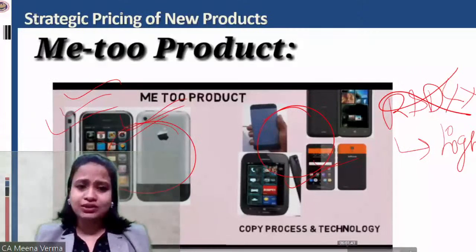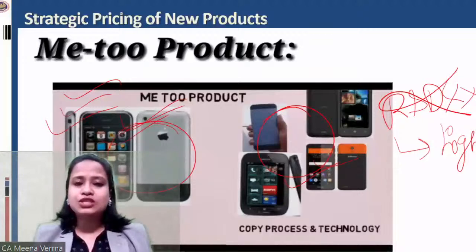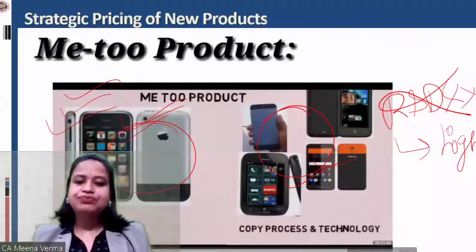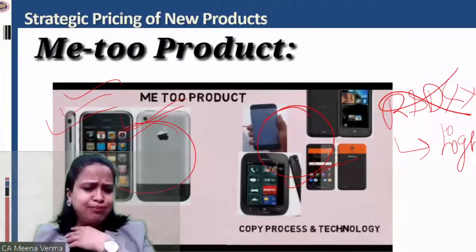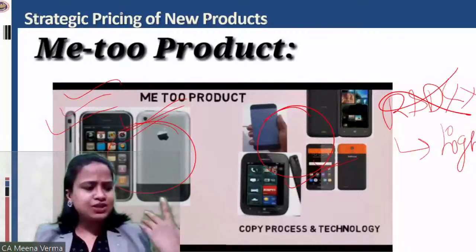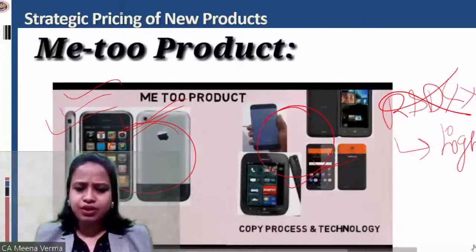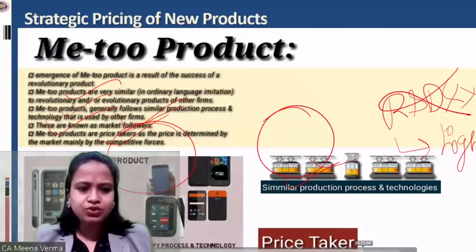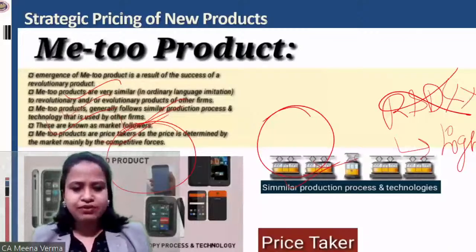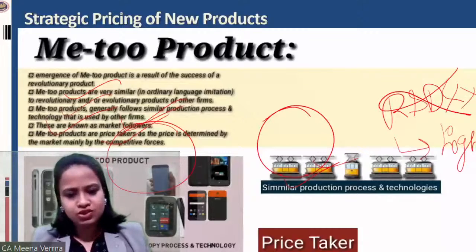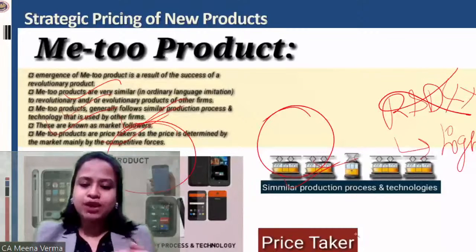And then the Me Too market. Right now the market for the smartphone is a Me Too kind of market, and it has reached the maturity stage. You can see that there are many competitors: Oppo, Vivo, Mi, Samsung, and many more. All of these are Me Too products. So what are Me Too products? Those who copy the revolutionary or evolutionary product use a similar production process or technology to produce their product. Now they become price takers.